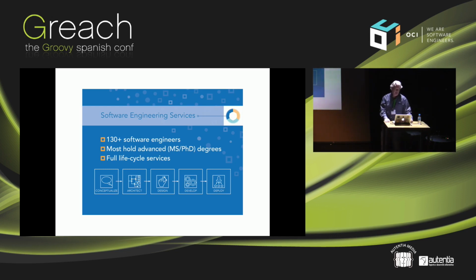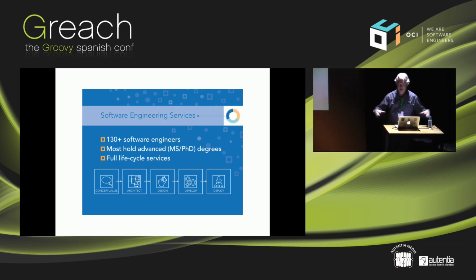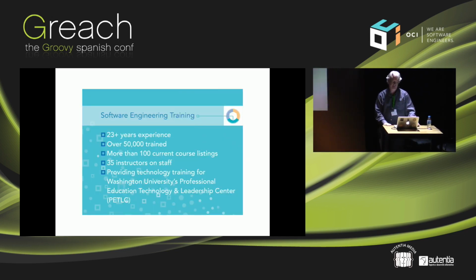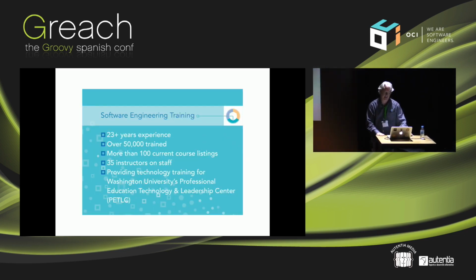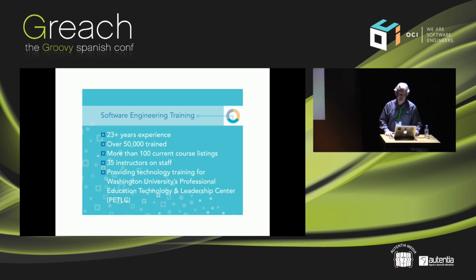Things are going great at OCI as a whole. The Grails practice is just one piece of OCI. The larger OCI organization contains about 130 or 140 engineers, many of whom hold advanced degrees in their field. We support the whole life cycle of software development, all the way from project conceptualization through design, development, deployment and management. OCI has services and engineers to support the entire life cycle of application development and management.